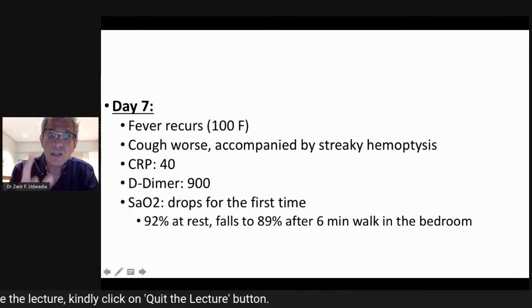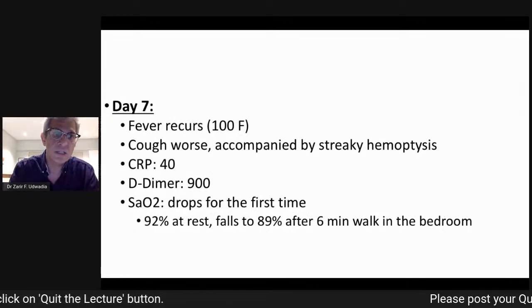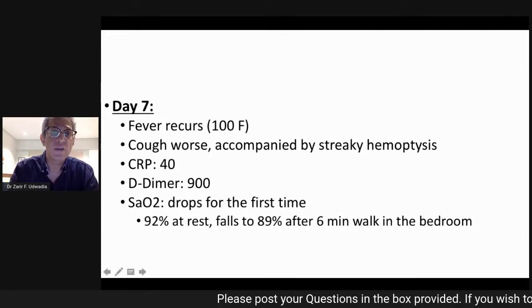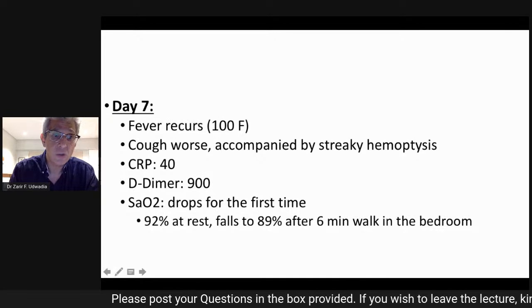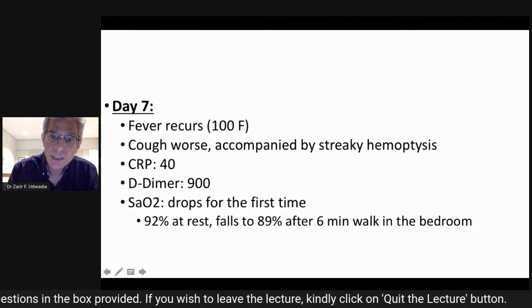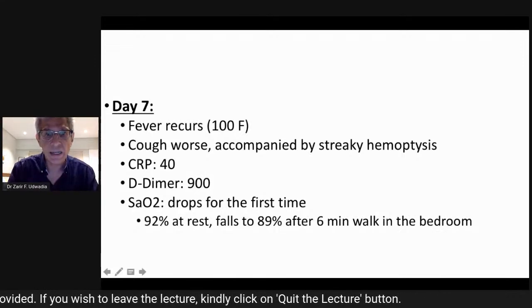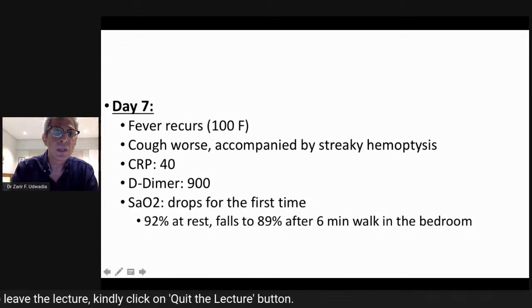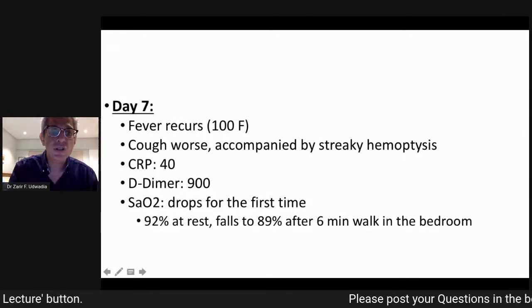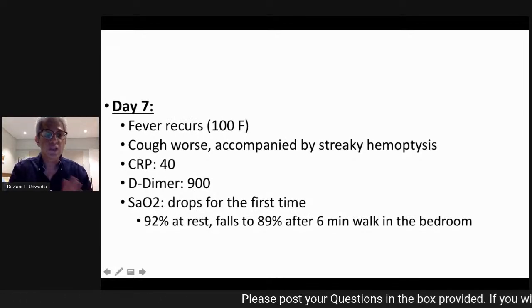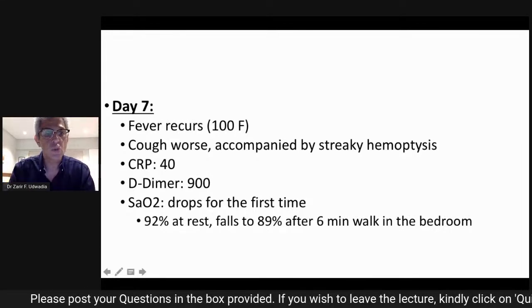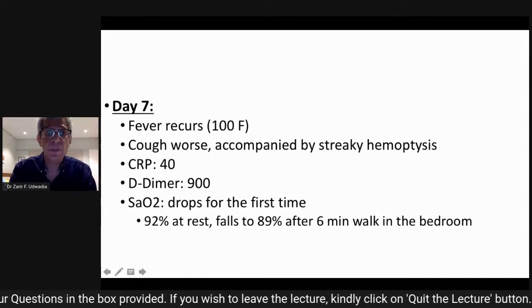Even a patient who starts off as normal as this one did on day 1 can worsen at this stage, as she did, with her fever recurring, always bad news, her cough worsening, this time accompanied by streaky hemoptysis, telling us that the virus had clearly got deep into her alveoli. CRP had increased, D-dimer had increased, and then that most red of red flags, so to speak, her saturation going down for the first time. 92% at rest, falling to 89%.